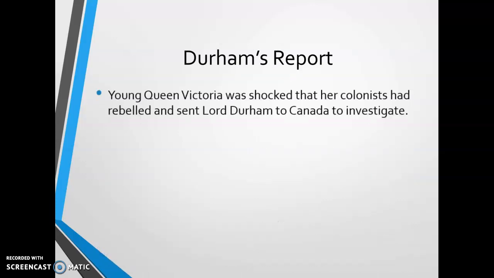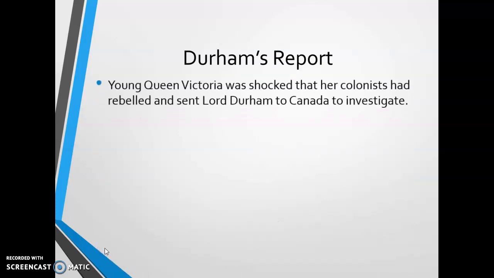Durham's Report. Now, in 1837, Queen Victoria had just taken the throne, and she was absolutely shocked that her colonists had rebelled. Had she been any other monarch, she would have sent out more British troops, and they would have simply quelled the rebellion, and that would have been the end of it. However, she was in a bit of a different situation. She was not meant to be the queen. She was meant to marry a king somewhere else in Europe.